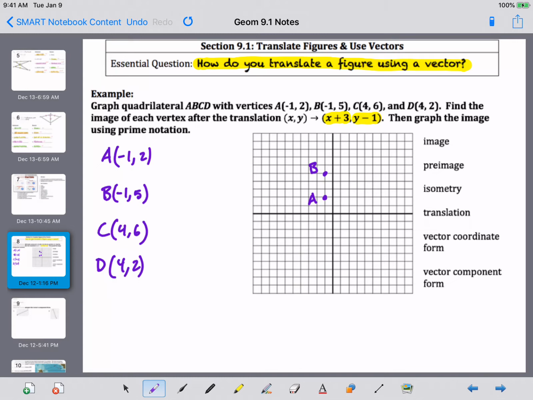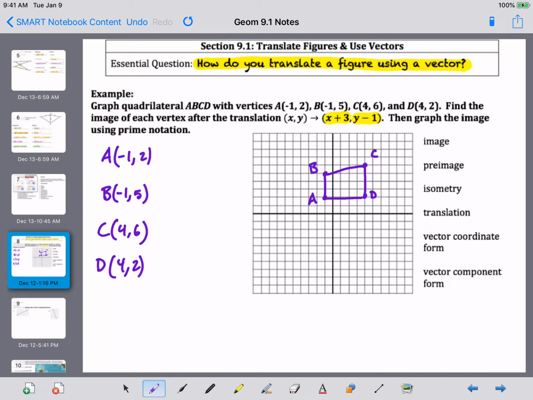C is at 4 comma 6, so we go right 4, up 6. And D is at 4 comma 2. All right, so we've got this quadrilateral here. Oh, I think D needs to go one more to the left, 4 comma 2. There we go.